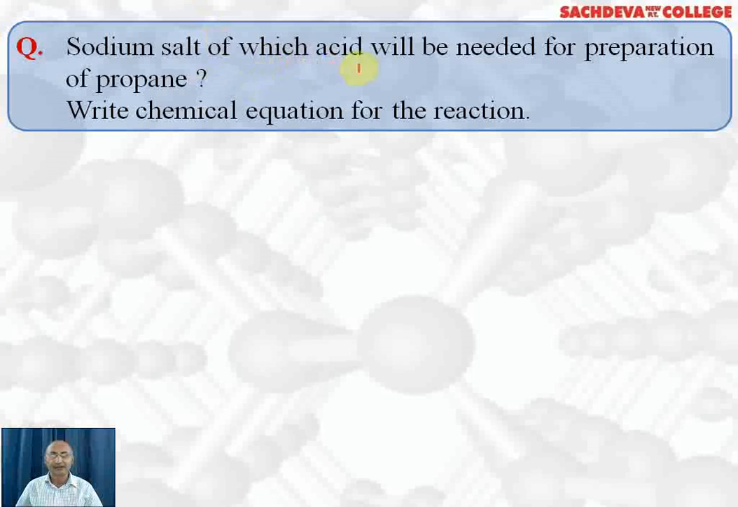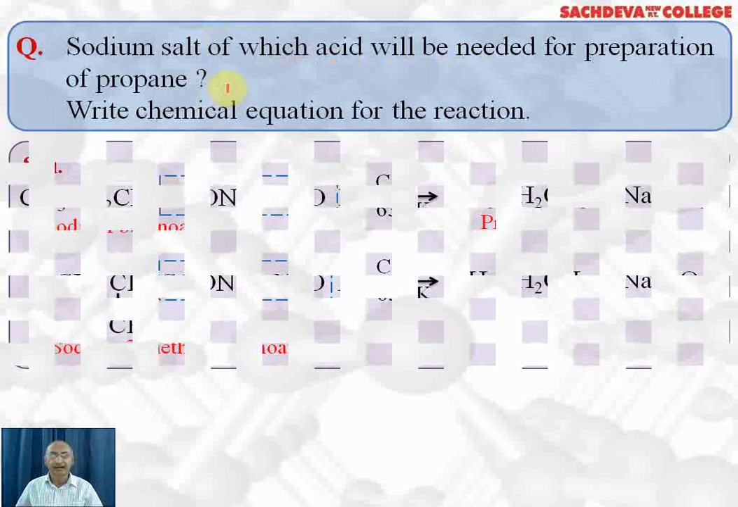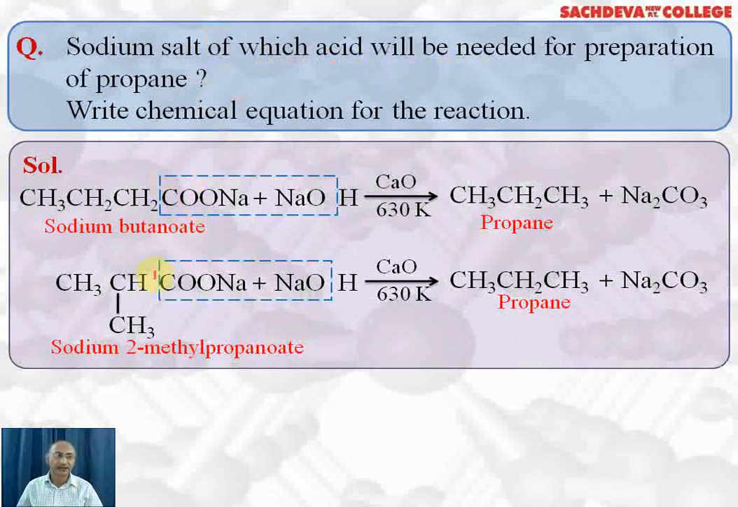Next we are taking: the sodium salt of which acid will be needed for the preparation of propane? Write down the chemical reaction for it. Here there are two possibilities. If you take sodium butanoate and heat it with soda lime, NaOH and CaO, at 630 Kelvin, Na2CO3 will be lost and propane we will get. There is another possibility that we take the sodium salt of 2-methyl propanoate and heat it with soda lime. Again Na2CO3 will be lost and we will get propane. So these are two compounds from which on heating we can get propane.